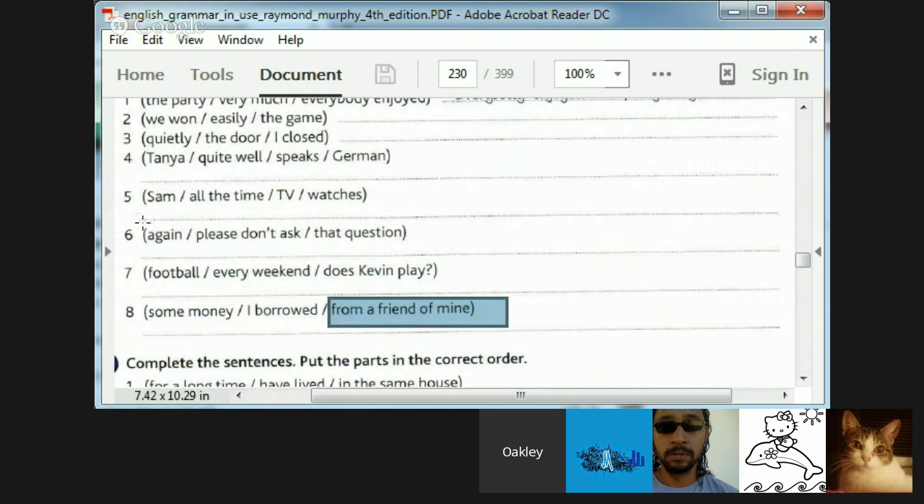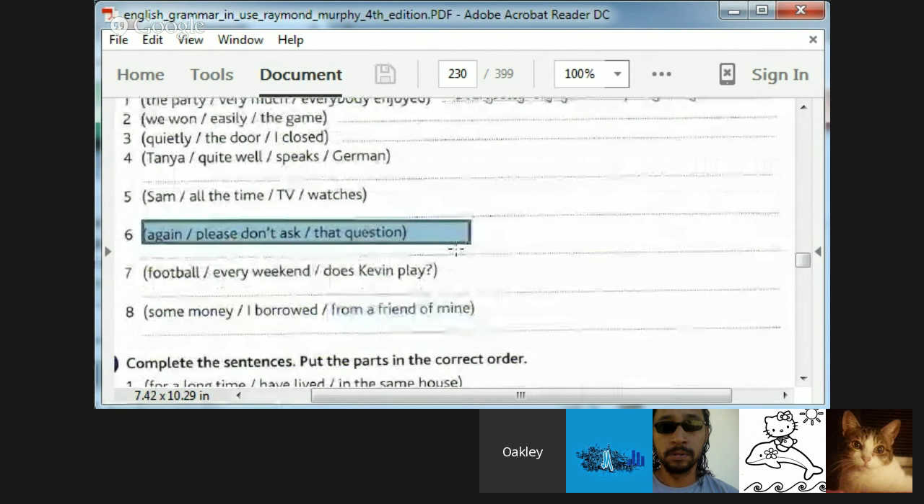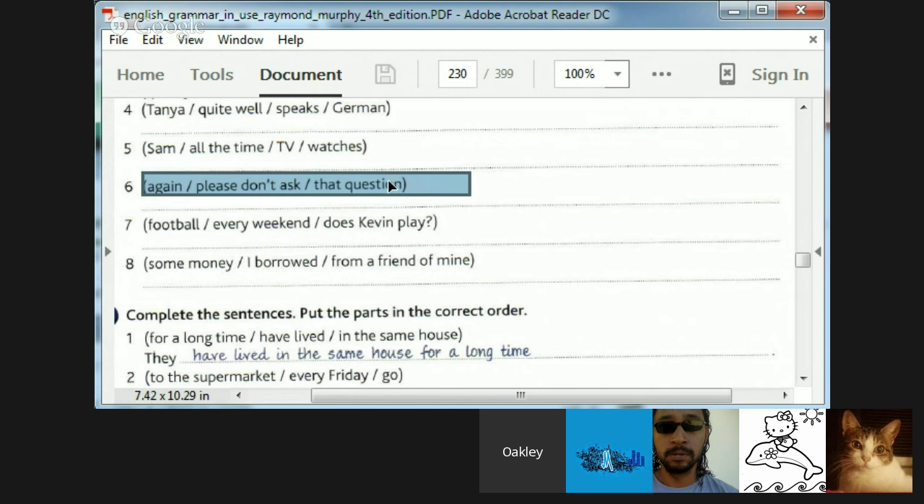Mustafa, what are you saying here with number 6? Again, please don't ask that question. If we say it like this, like what I wrote, maybe the meaning changes. Yeah, it's like repeating. It means I say again: please don't ask that question. Yeah, I've already said it once. Right, or who knows how many times, but I see what you're saying. Yes, both of you are correct. Good observation.